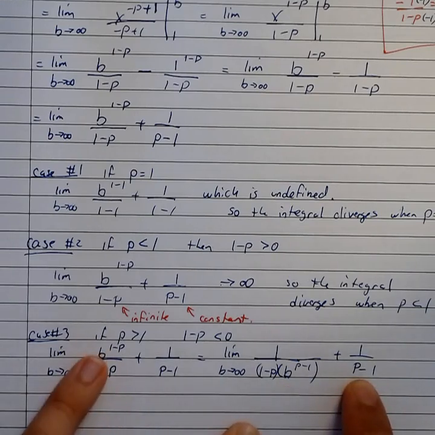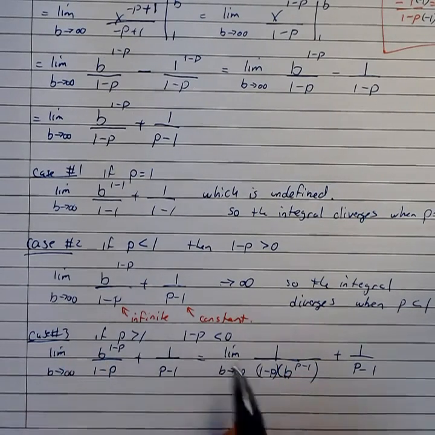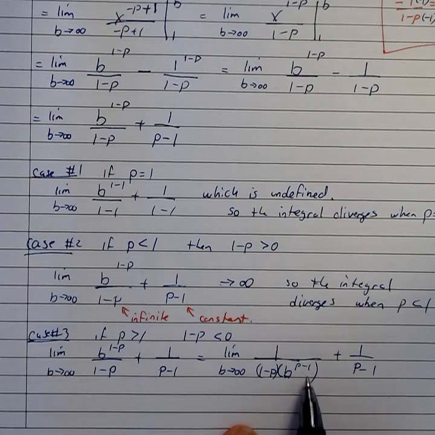Okay, but now this had a negative power, which means down here it has a positive power. 1 minus p is negative. P minus 1 is positive. So now you have something that's infinite to a positive power that's infinite. But that's in the denominator of a fraction with a numerator that's constant. 1 over something that's infinitely large, that's going to go to 0.